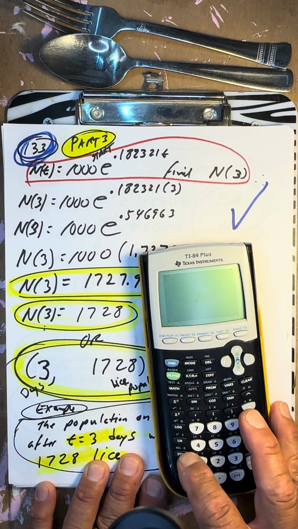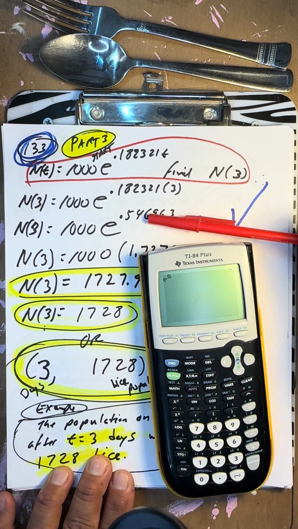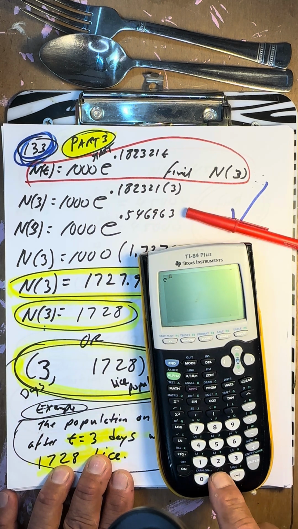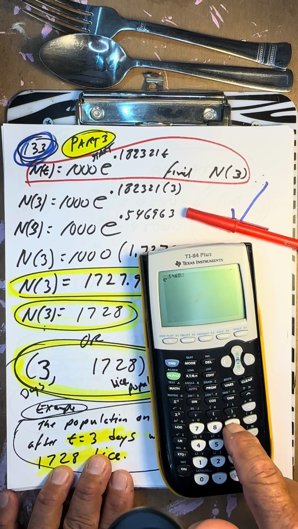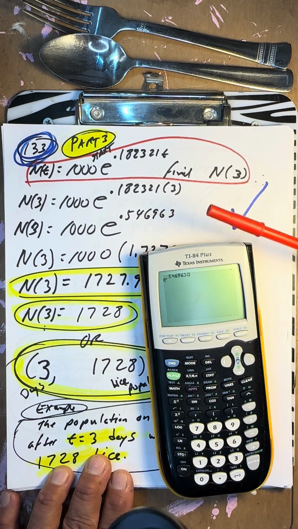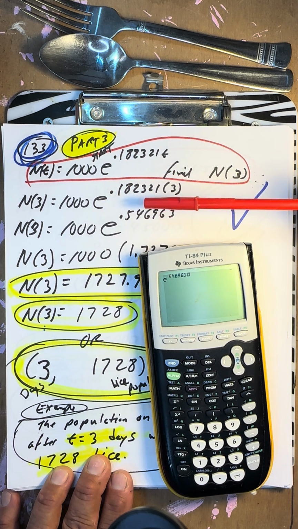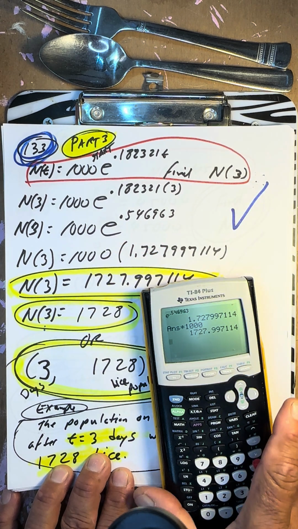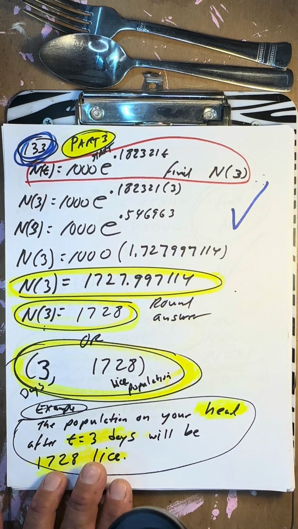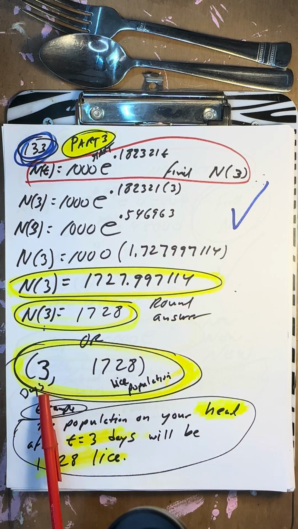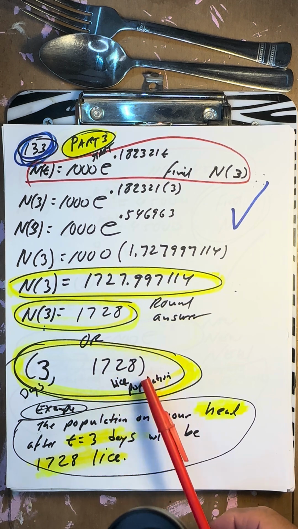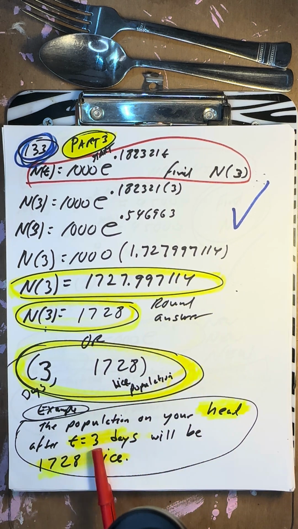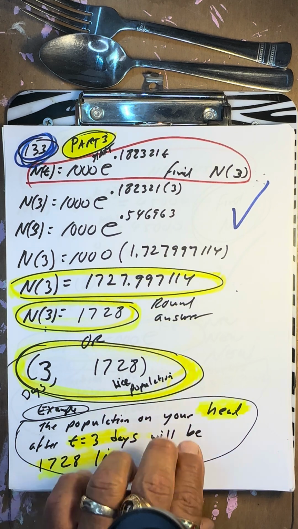So e to the, this number here, right there, 0.5466963. Is that right? E to the 0.546963 can give you this number here, times 1,000 gives you 1727.99. All these numbers here. Yes, we're going to round it to this number here. So 3 days later, there's a 1,728 lice population on your head. So the population on your head after 3 days will be 1,728 lice.